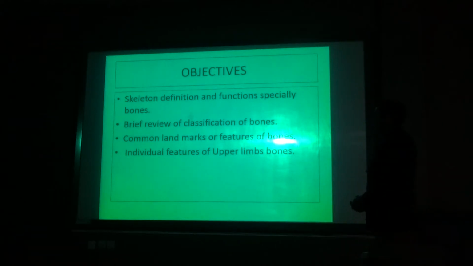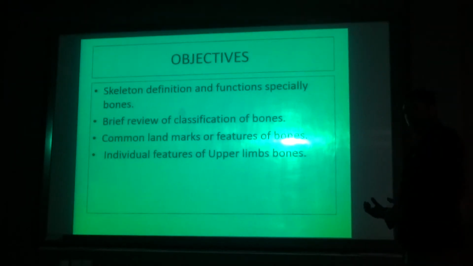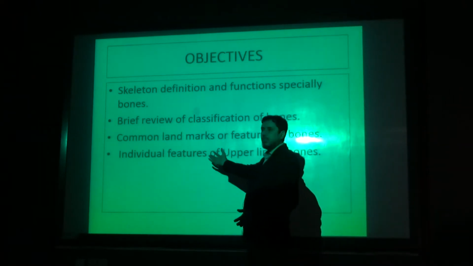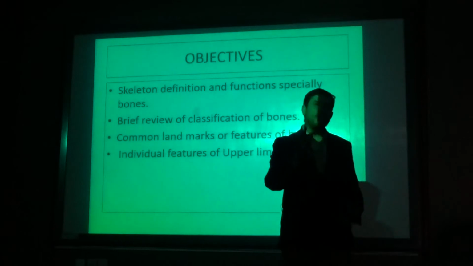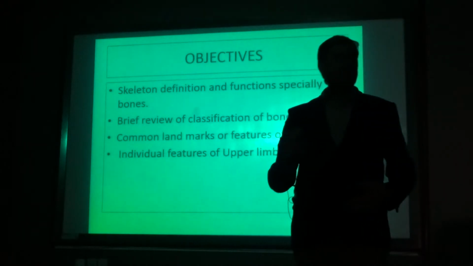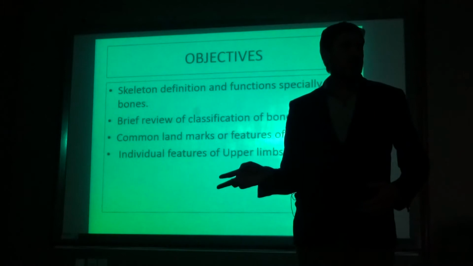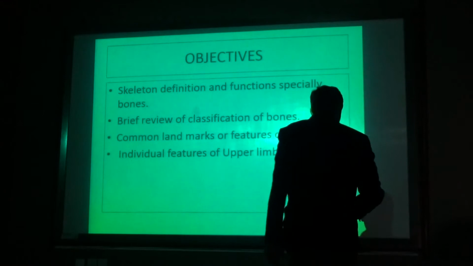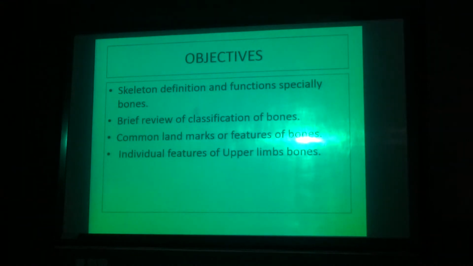So, a brief review of the classification. Already we have done, in the first year, the classification of the bones and the common landmarks or features of the bones. Common means almost every bone of our body has these features. But there are some individual features, means each bone has its own characteristics and points that other bones don't have. So these are specific to the specific bone. So we will discuss these four points and the upper limb bones.